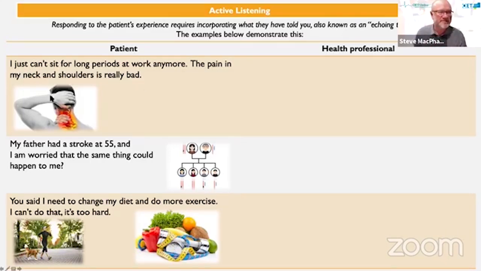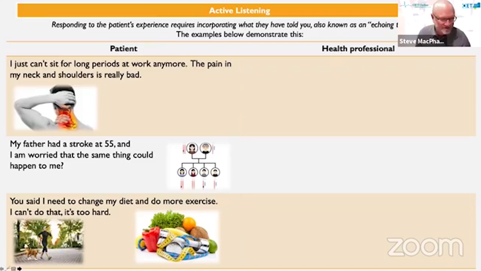So imagine this, everyone. Look at this image. The patient has this pain in their neck and back, shoulders here. And the patient says, I can't sit for long periods anymore. I can't sit for long periods at work anymore. The pain in my neck and shoulders is really bad. How will the health professional respond?